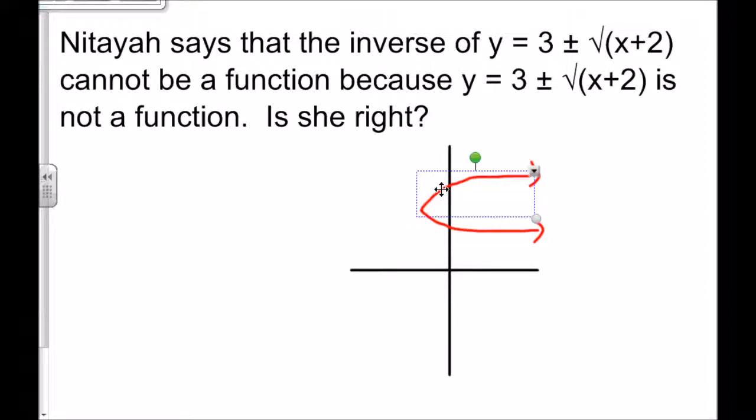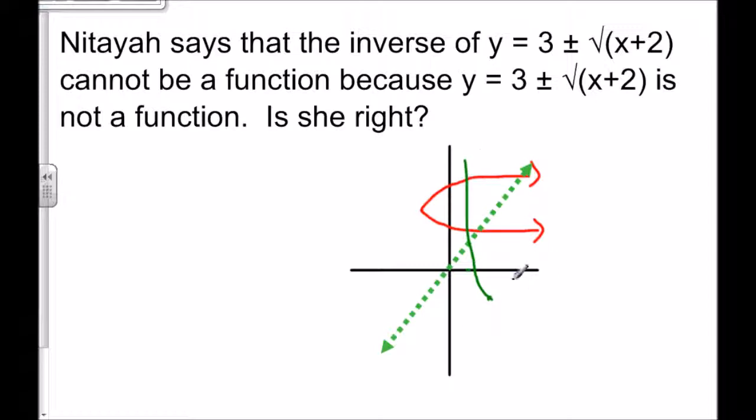So the inverse, if we reflect it over the y equals x line, would be more like this. Let's see. So if this is, say, (-2, 3), then that becomes (3, -2). If this is at something like (0, 2), let's put it at something like (2, 0). And it'll go like this. So it looks to me like this is a function.